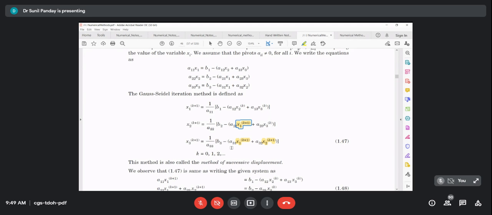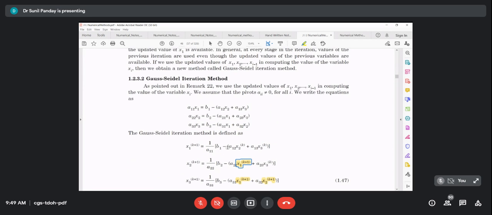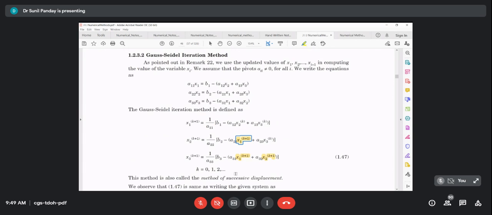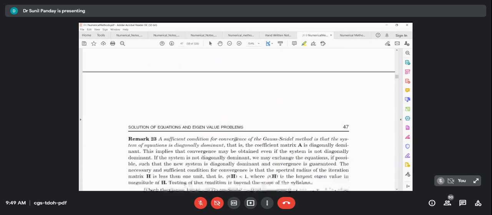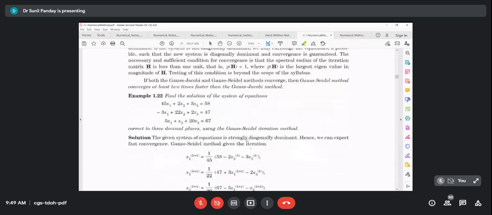The condition of convergence is again the same. The system should be diagonally dominant. Only then will this iterative procedure on the whole three equations converge towards the roots of the equation. So we'll see one question related to this.